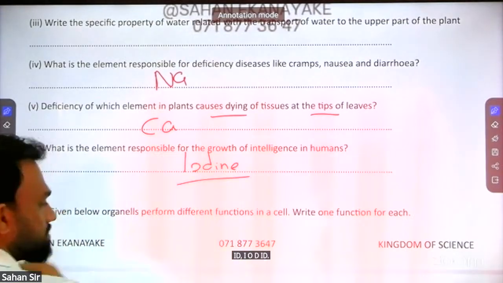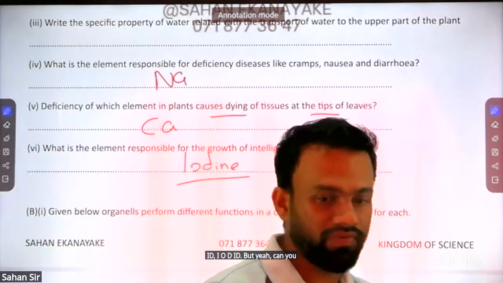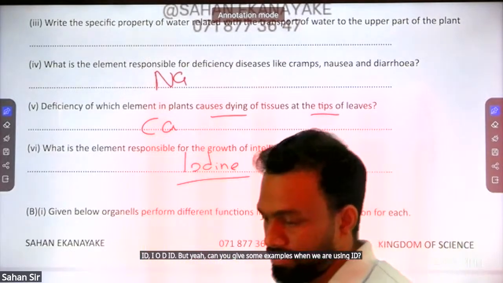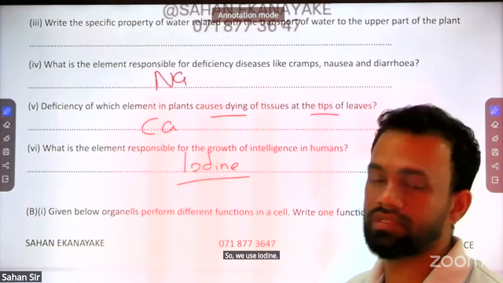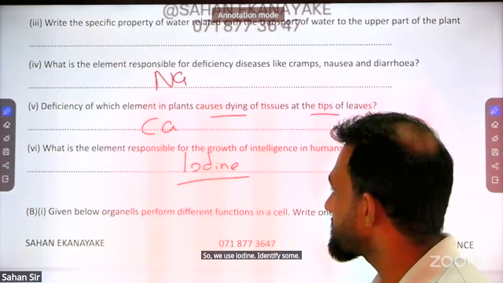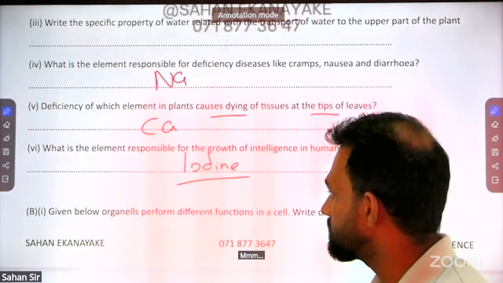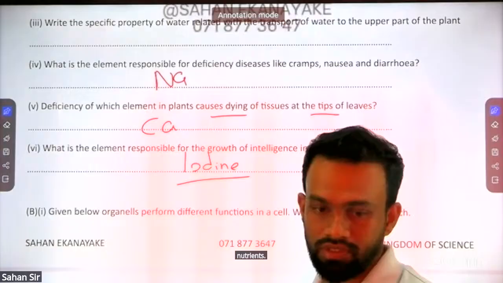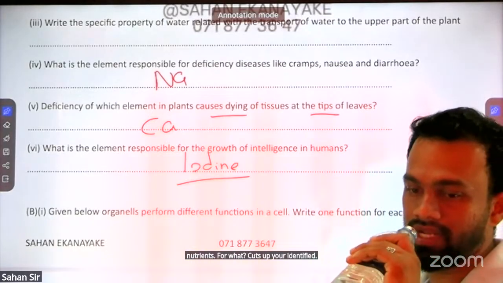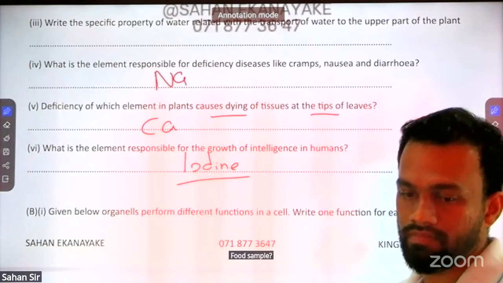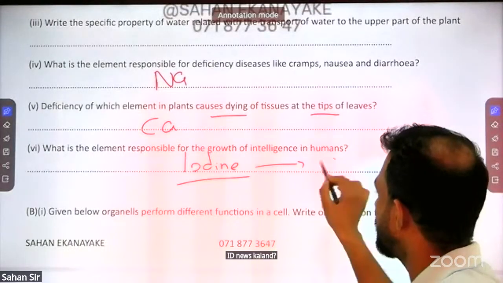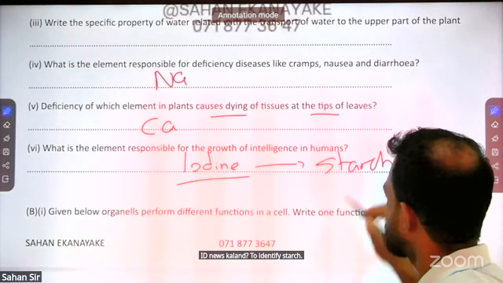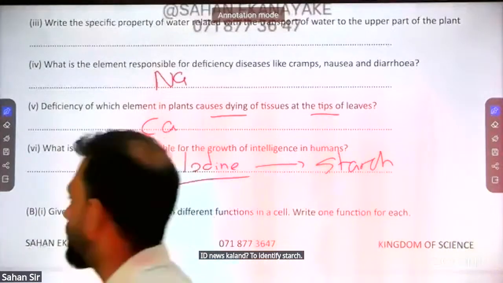Iodine. Can you give some examples of when we use iodine? We use iodine to identify some nutrients in a food sample. We use iodine to identify starch.